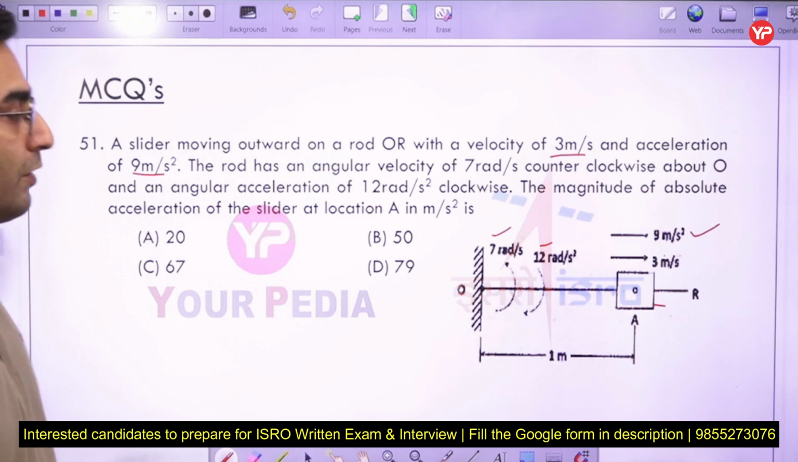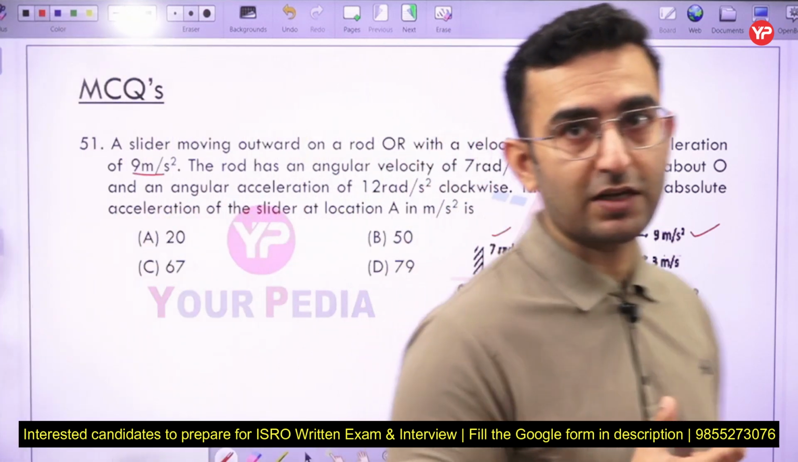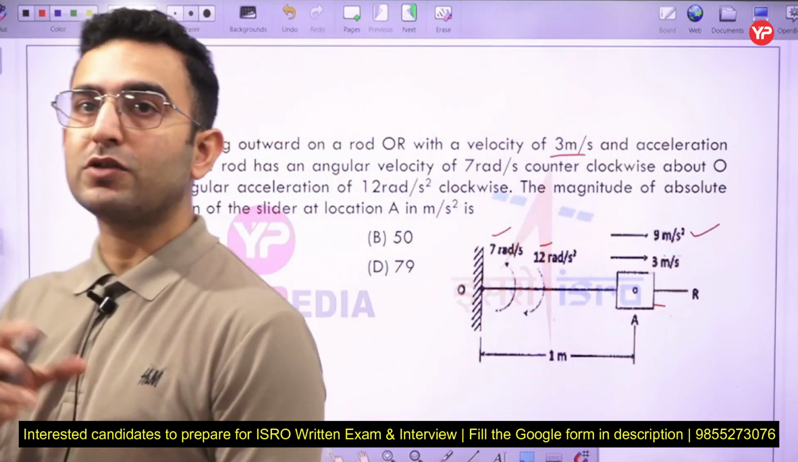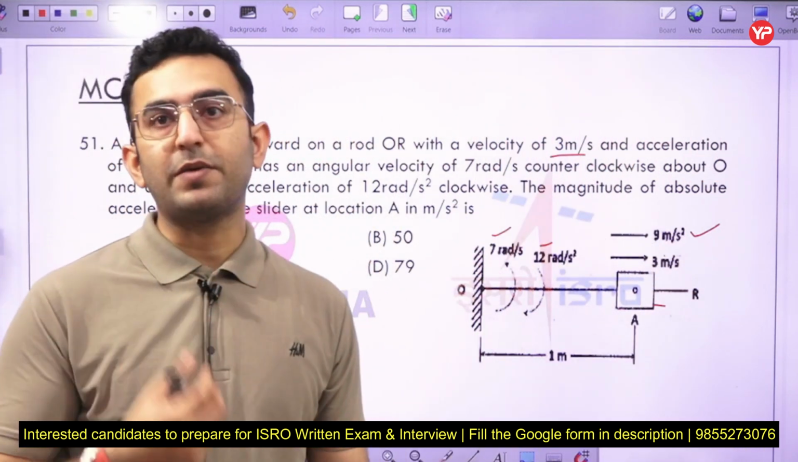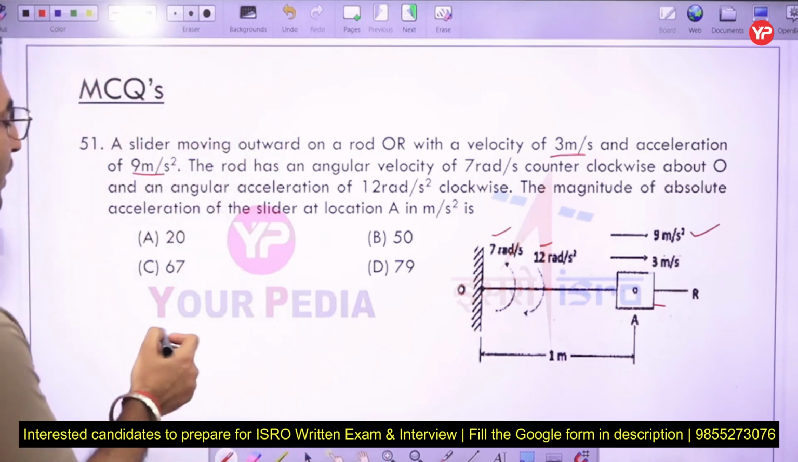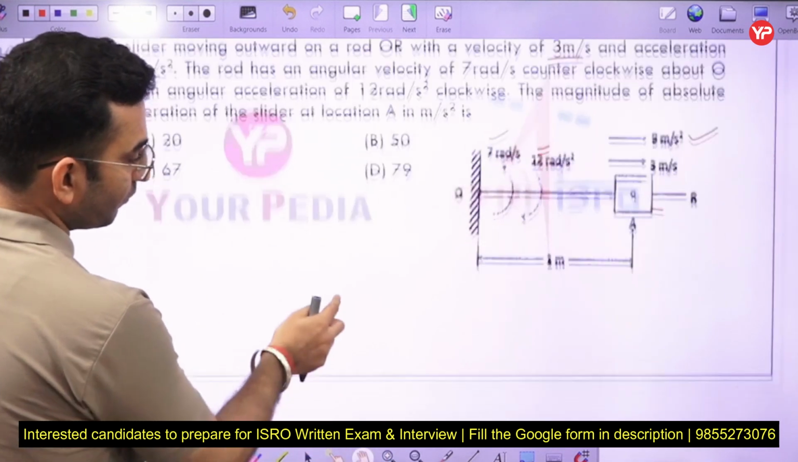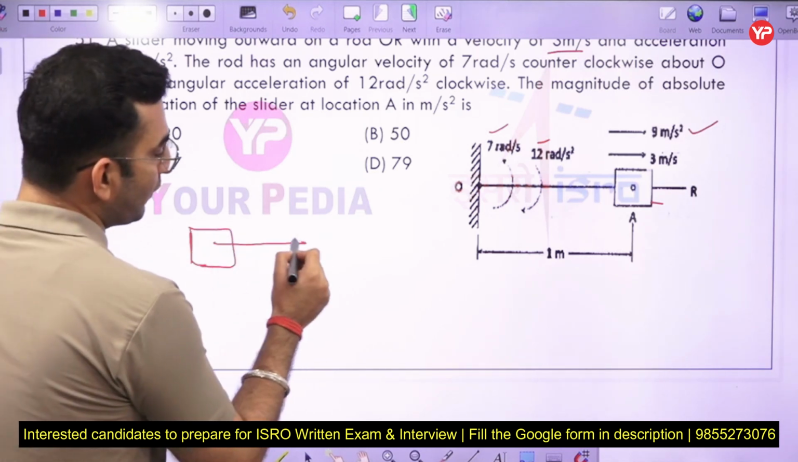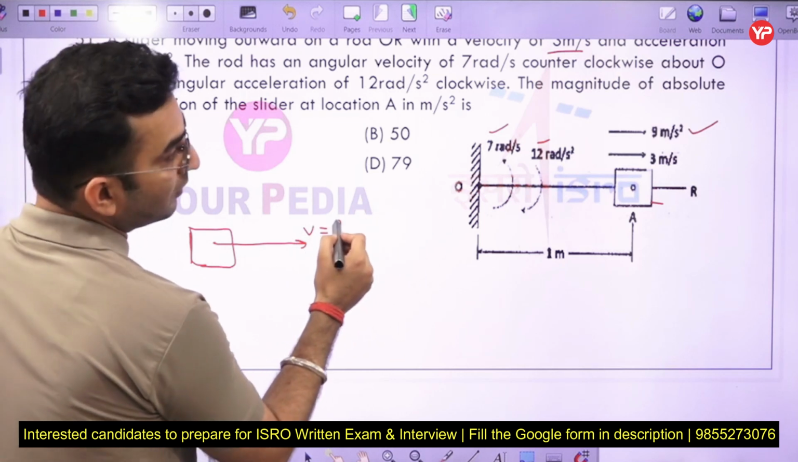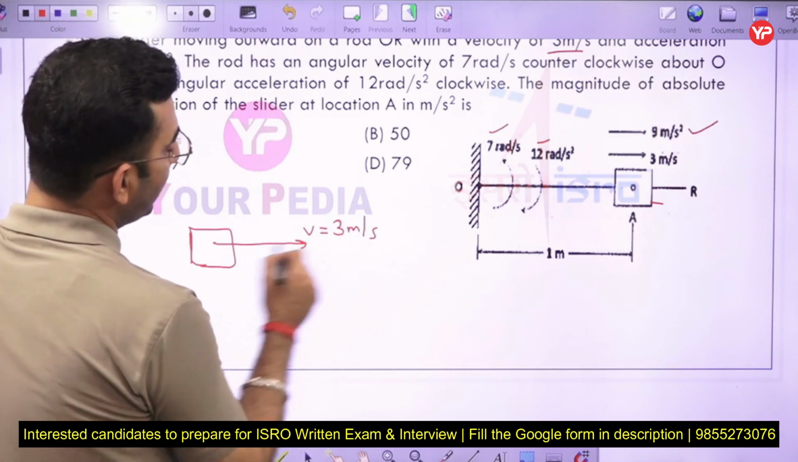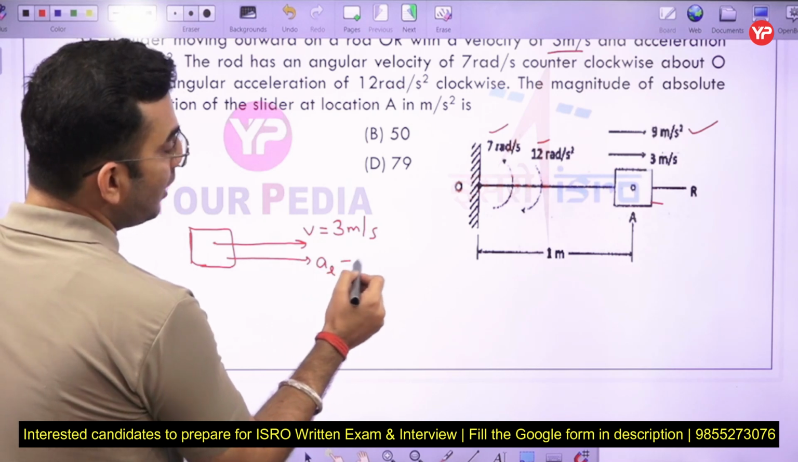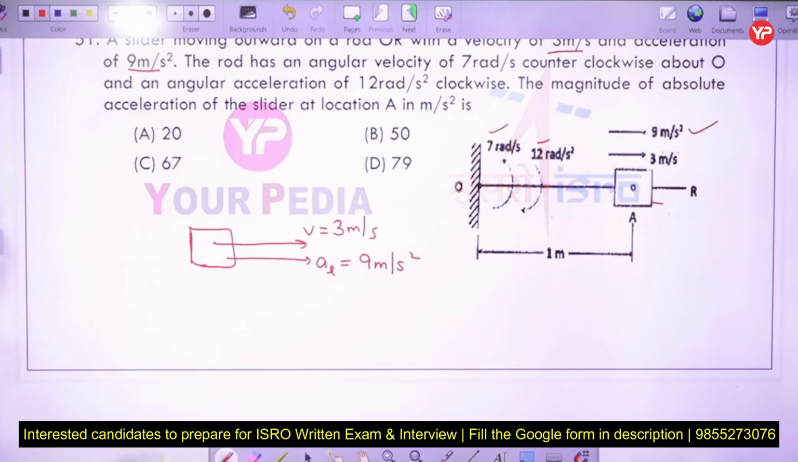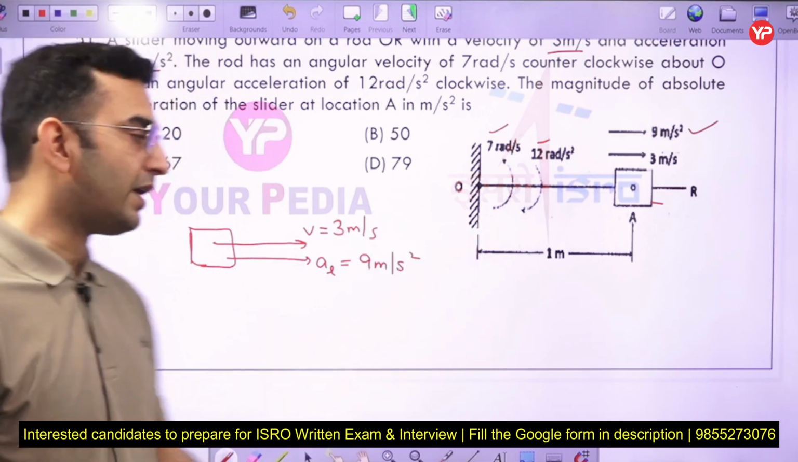First of all, if you have a little understanding of Coriolis acceleration, in this case we have a rotating link on which a slider is sliding. So the slider also possesses some Coriolis acceleration. If I create a free body diagram of the slider, here we have a simple slider, with velocity equal to 3 meter per second and linear acceleration, represented by a_L, equal to 9 meter per second square. You should be aware that whenever a link is rotating, there is an inward radial acceleration acting on the body.